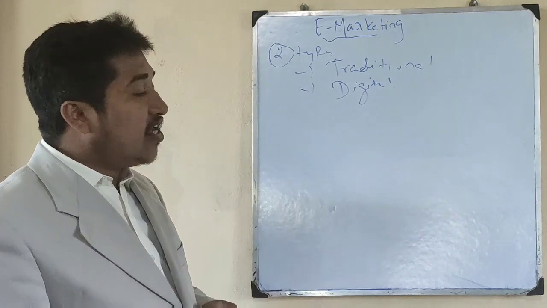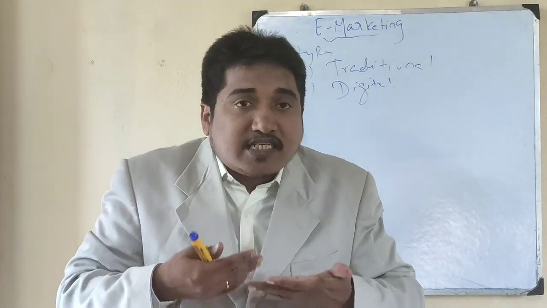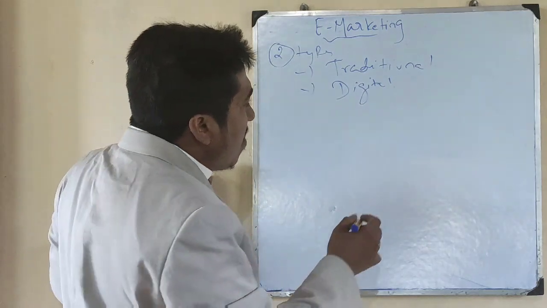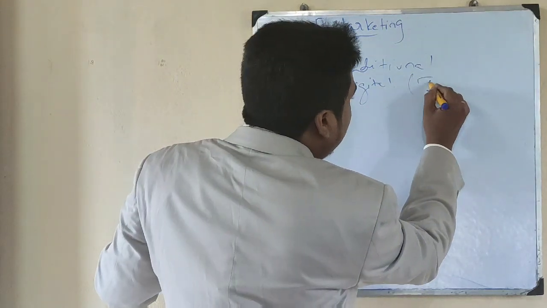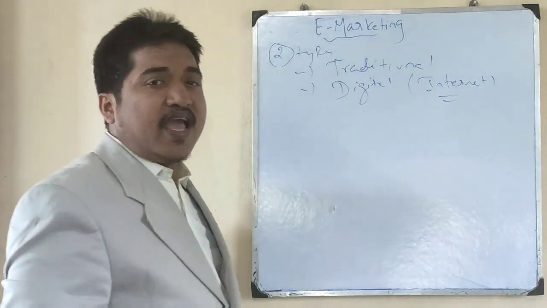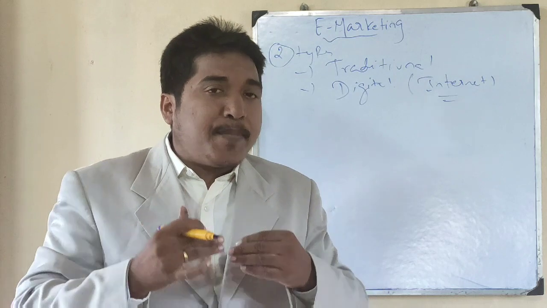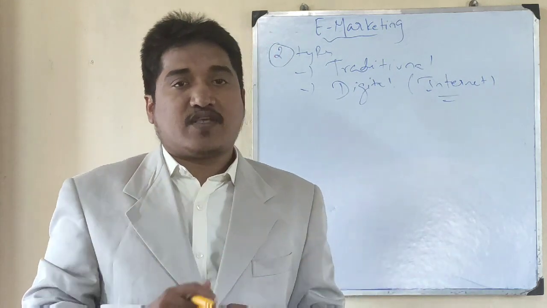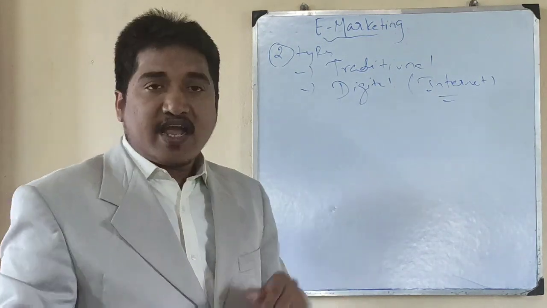And the next one is digital e-marketing services, and this is very important information. Digital marketing is done by using the internet connection. Think about it: by using the internet connection, company people market their product to the user. This is what we see in digital marketing.